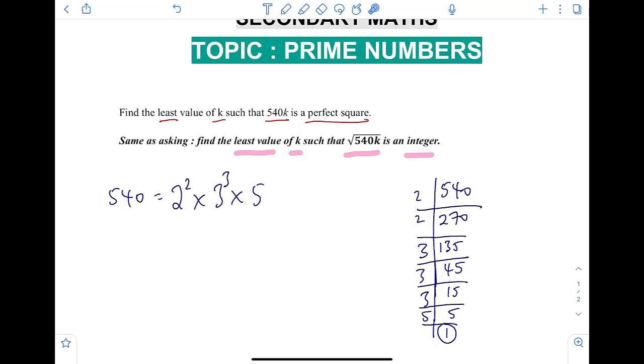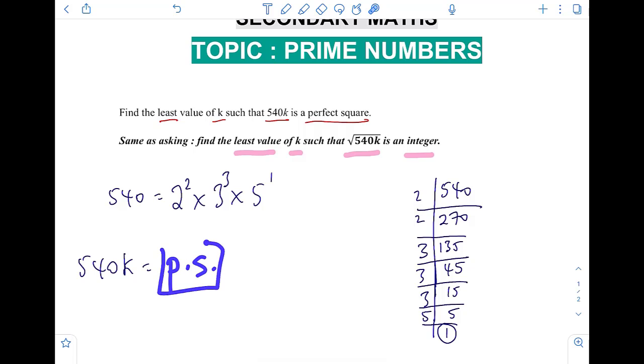At the moment, the 2 squared is already a perfect square because the power is a multiple of 2. But this is also not. This is 5 to the power 1. So this needs to be 3 to the power of 4, and this one, 5 to the power of 2. So when I take 540 times k, I must get a perfect square.